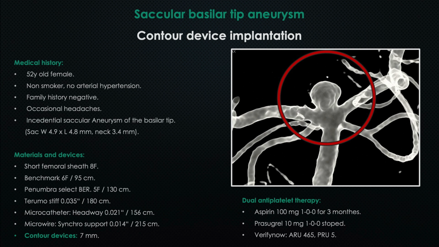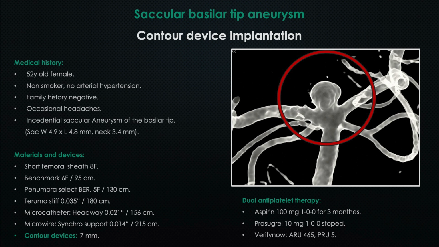It was a 50 years old female patient, non-smoker. She has no arterial hypertension, and the family history was negative. The aneurysm sac was 4.9 millimeters wide, and the neck 3.4 millimeters. And in this case, we've used a 7 millimeter contour device.